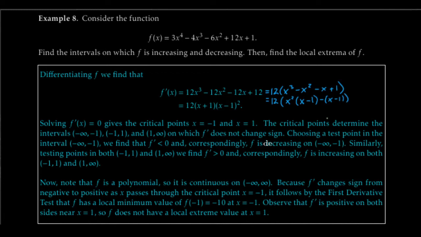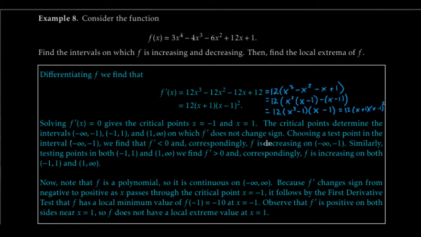So, using a little bit of factoring by grouping, now we can see that this is the same as 12 times x squared minus 1 times x minus 1. And since we can factor x squared minus 1 as x plus 1 times x minus 1, this turns into x plus 1 times x minus 1 times x minus 1. So that's x minus 1 squared. And bam, we got the same thing again.